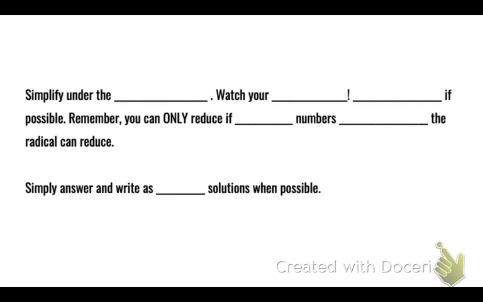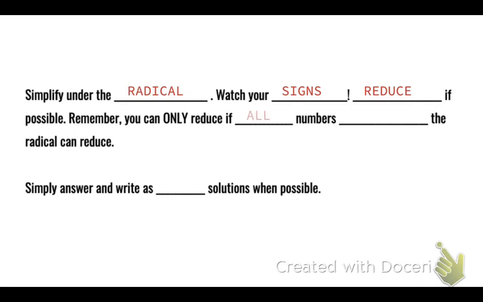After you plug in, you want to simplify under the radical. Be really sure to watch your signs. That minus 4 can get us into a little bit of trouble if we don't pay attention to that when we're simplifying. And then we're going to reduce or simplify that if possible with our fractions.